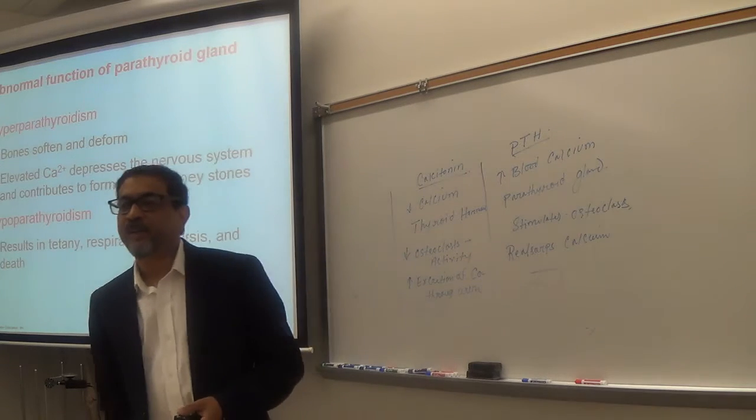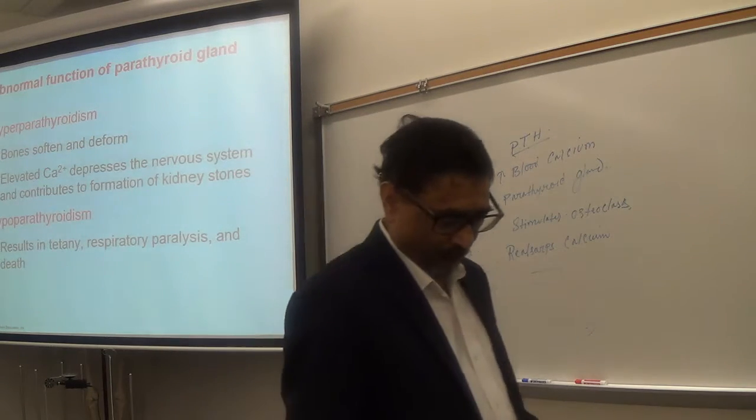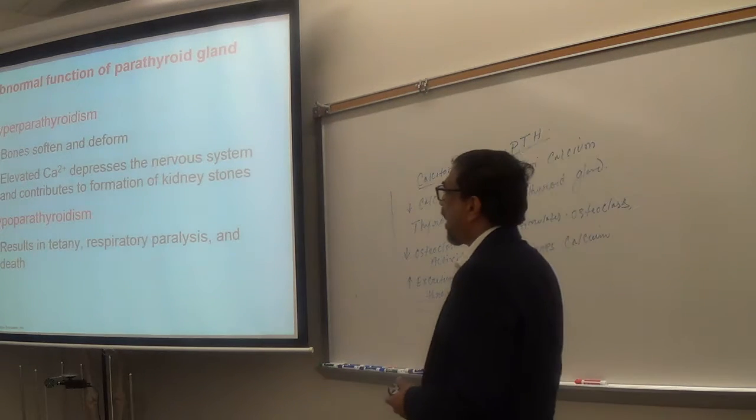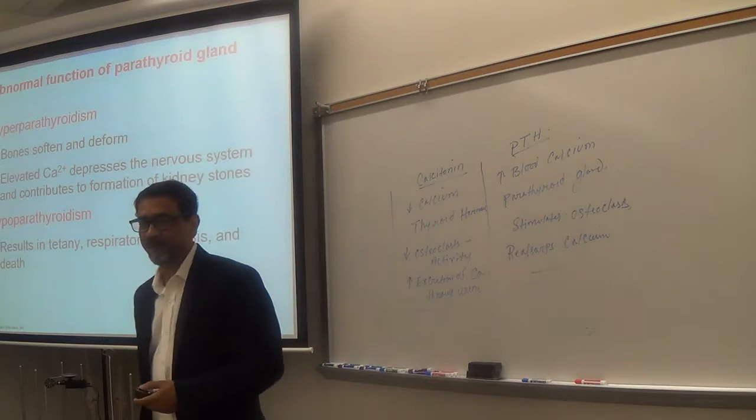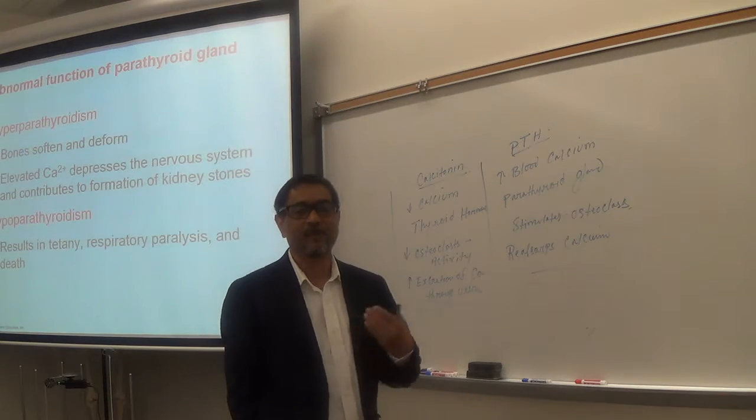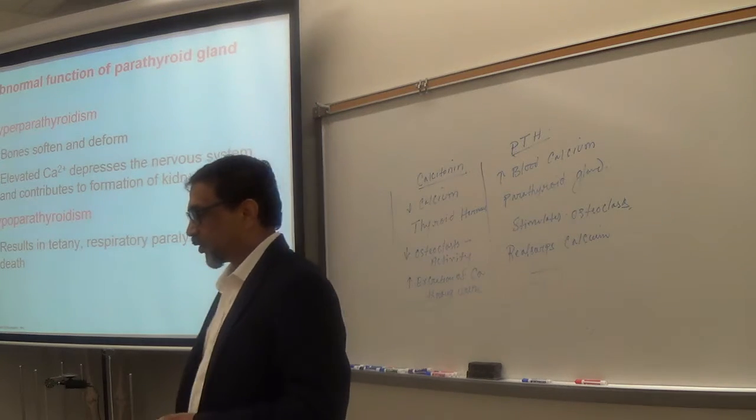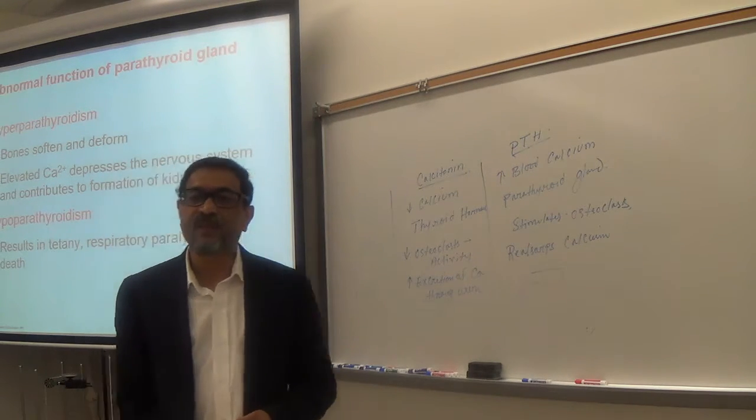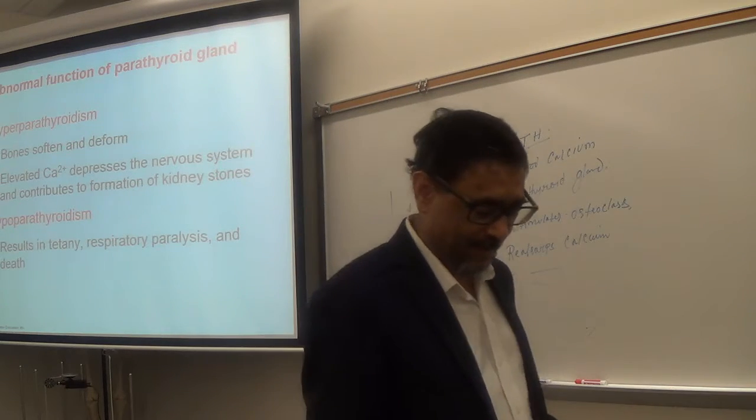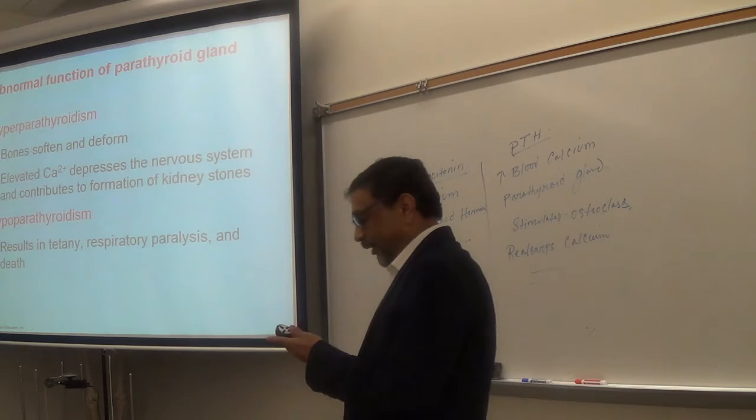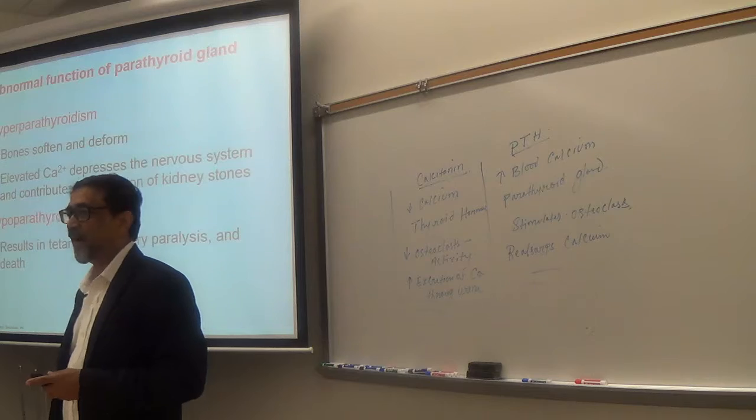When the parathyroid glands' activity increases, that is called hyperparathyroidism. It's like hyperthyroidism, hyperparathyroidism, right? We use the same terms. So hyperparathyroidism is increased parathyroid activity. That means increased production of parathyroid hormone that will elevate the calcium in the blood.